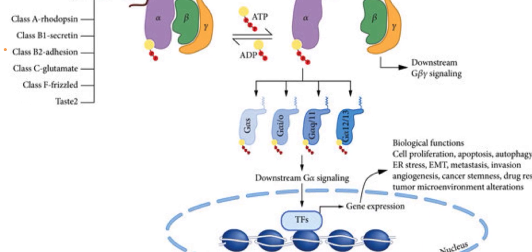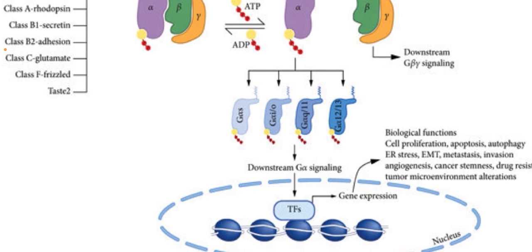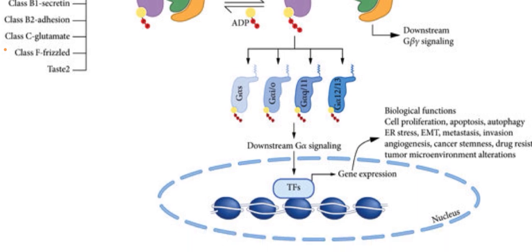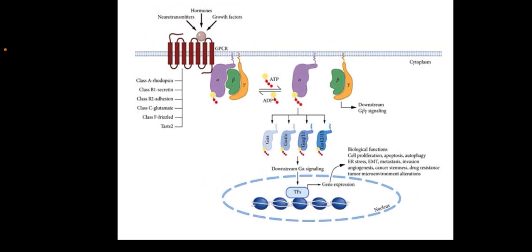targets. So the biological functions provided by these GPCRs are cell proliferation, apoptosis, autophagy, ER stress, EMT, metastasis, invasion, angiogenesis, cancer stemness, drug resistance, and tumor microenvironmental alteration. These are all done by these phosphorylations through the GPCRs. So different factors are coming, like Gαs, Gαi/o, Gαq/11, and Gα12/13. These all will act on the transcription factors that are present on the gene, and the gene expression will be altered.